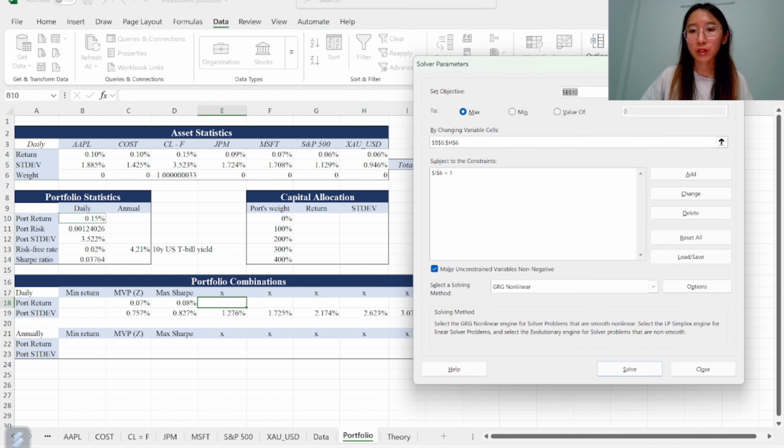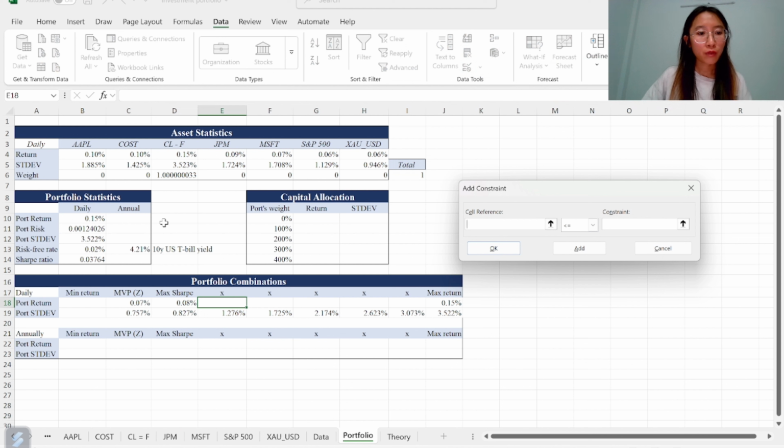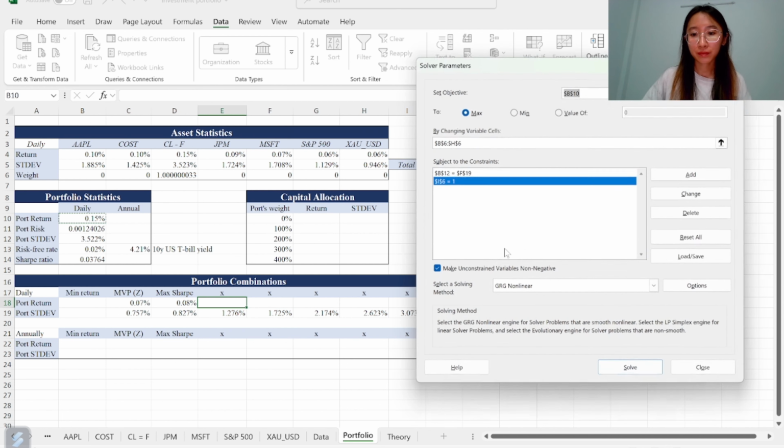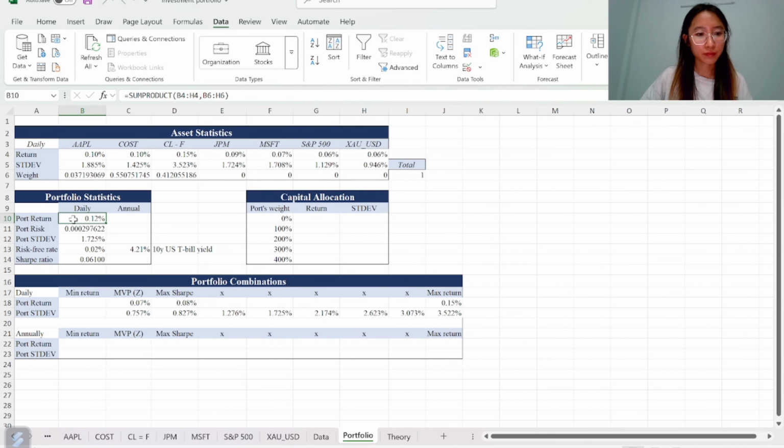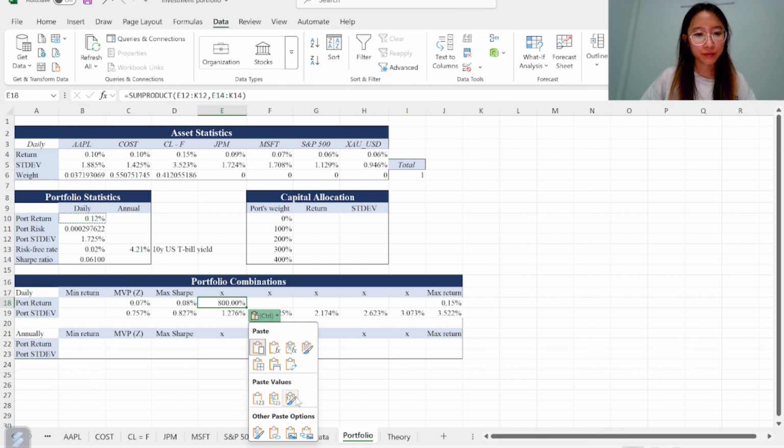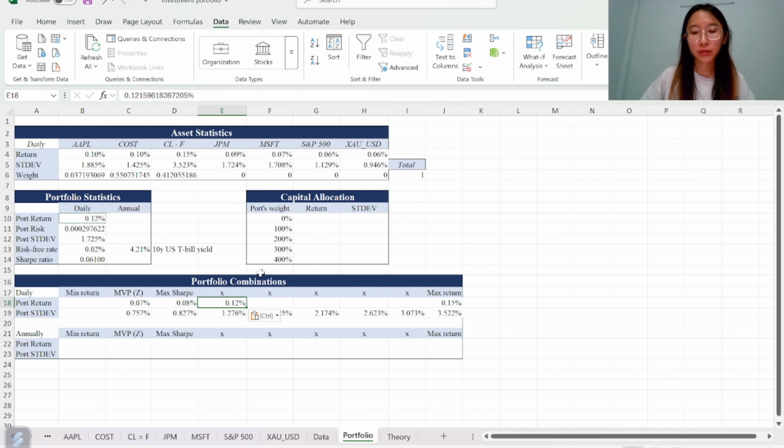Let's apply this to Solver, and the objective is the same, the changing variables are the same. Actually, we have to add one more constraint for the portfolio standard deviation to equal our assigned standard deviation. Copy and paste this down here. We will do it similarly to the others.